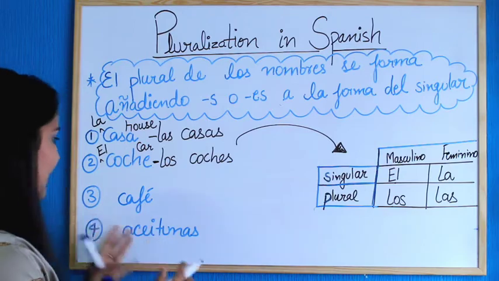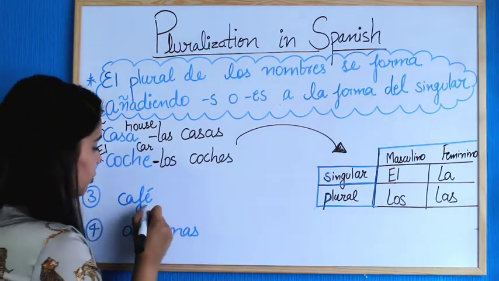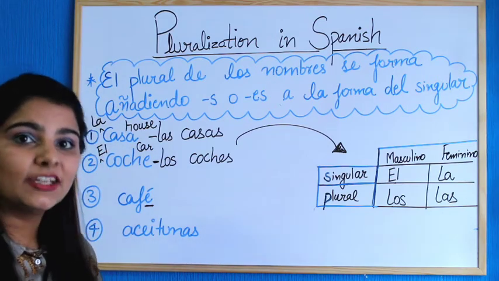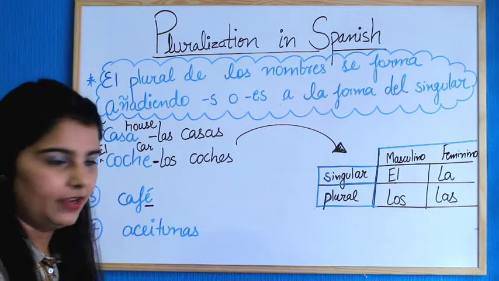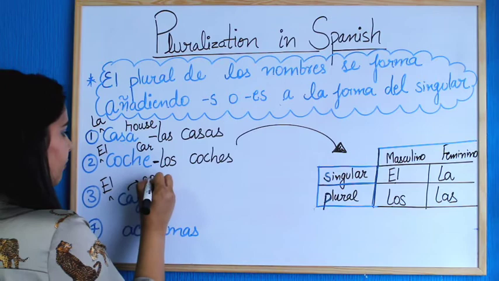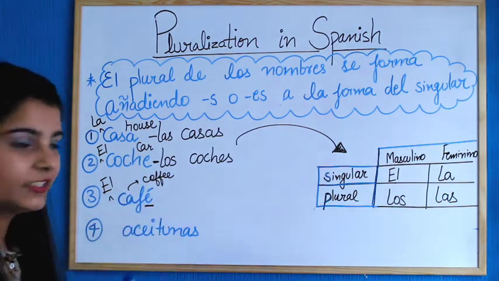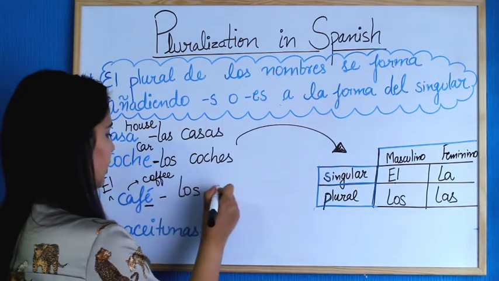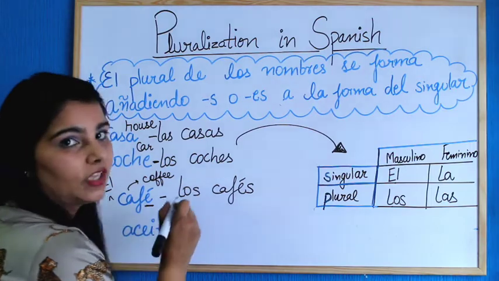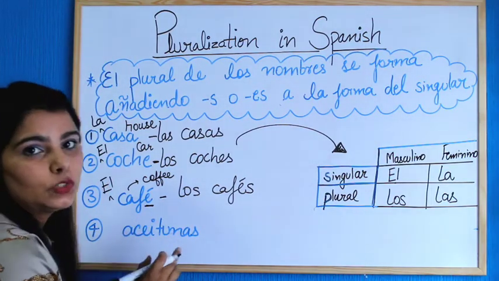Next example is café. I'm putting stress over here because it has an accent mark on top of it. Café is masculine, so you would say el café. El café. It's obviously coffee. El café has the plural form los cafés. Los cafés.